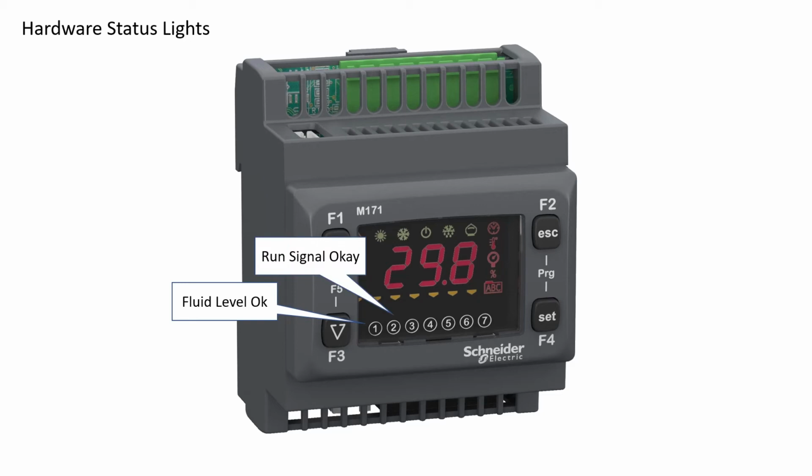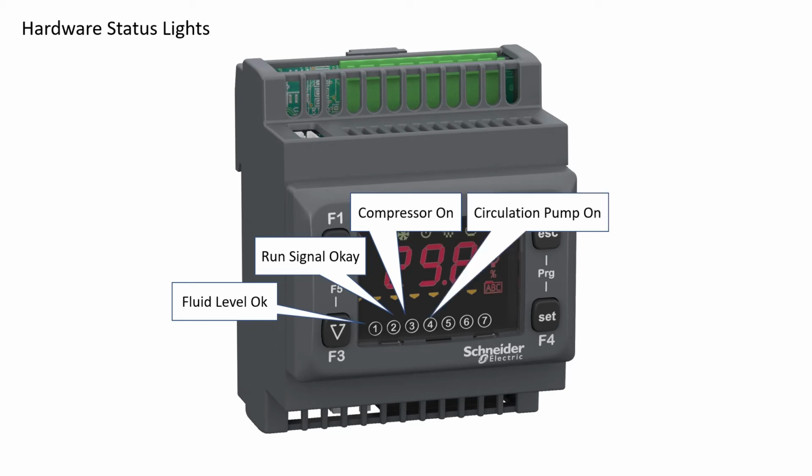Run signal OK. This means that you've told your PLC controller to start chiller operation, whether it's through the PLC itself or through remote start stop. 3, compressor on, just as it sounds. 4, circulation pump on. This is your process fluid pump. That means it's engaged.